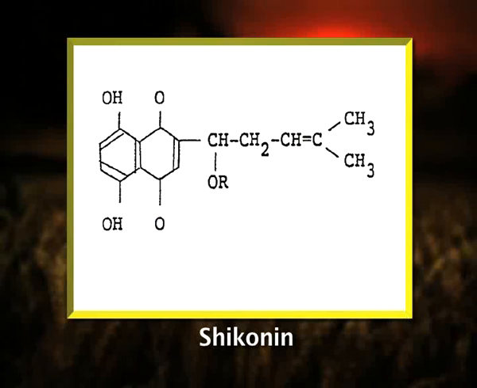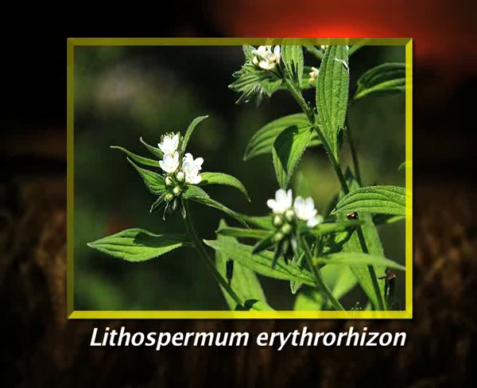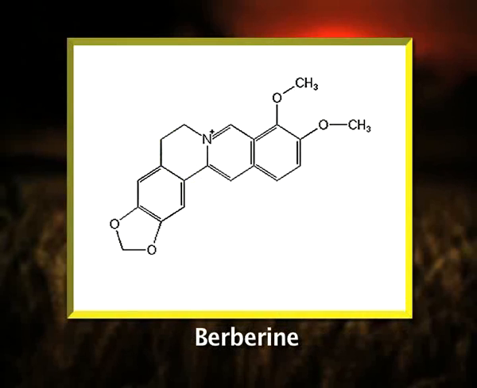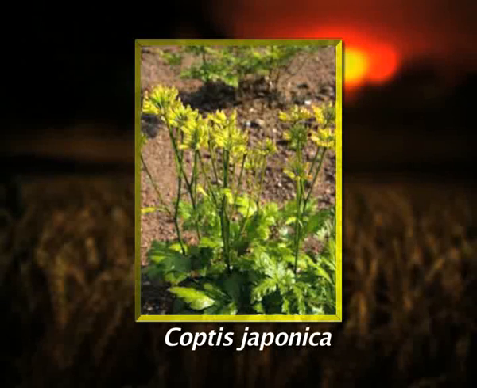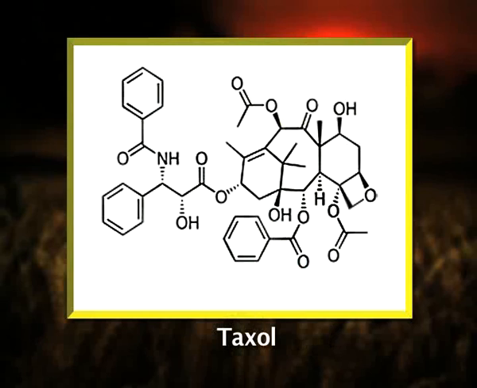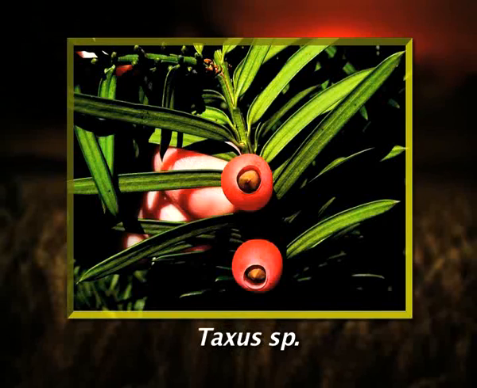For example, chikungunya, an antiseptic drug, is produced on a commercial scale from cell cultures of Lithospermum erythrorhizon. Similarly, berberine with antibacterial and anti-inflammatory activities is produced on large scale from Coptis japonica cell cultures, whereas Taxol, which is used against breast and ovarian cancers, is produced from cell cultures of Taxus species.